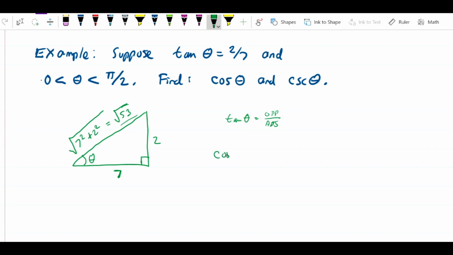So we can say the cosine of theta, which is equal to the adjacent over the hypotenuse. That's the adjacent side to the angle theta. So the cosine of theta is going to be 7 over root 53.